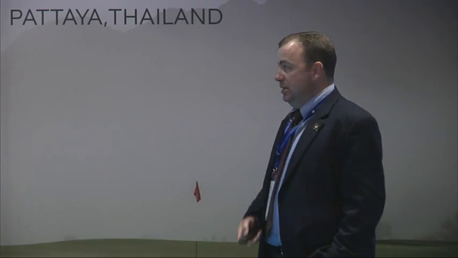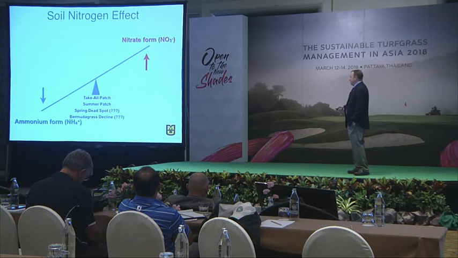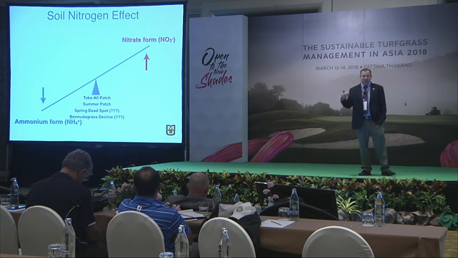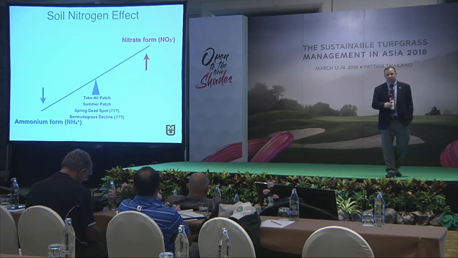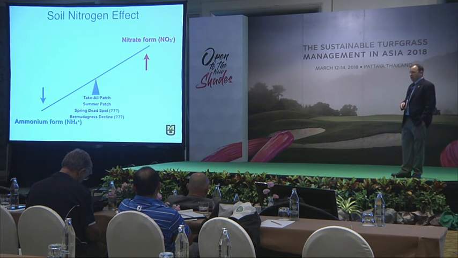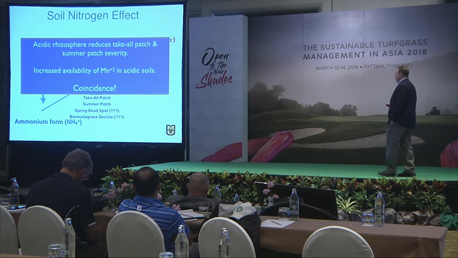And when we're thinking about that, that's going to be before our rainy season starts in May, at least here in Thailand. Don't forget about the soil nitrogen effect. There are some implications here that Bermuda grass decline can be reduced, particularly in high pH soils, with ammonium-based or acidifying fertilizers. And don't forget about manganese.